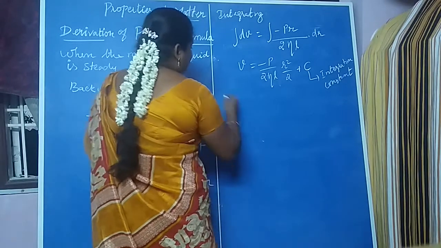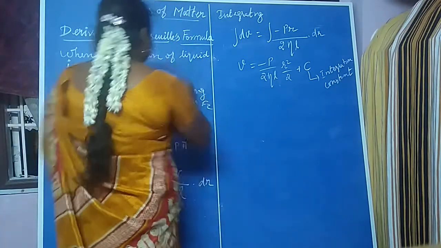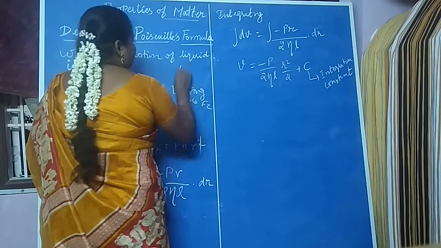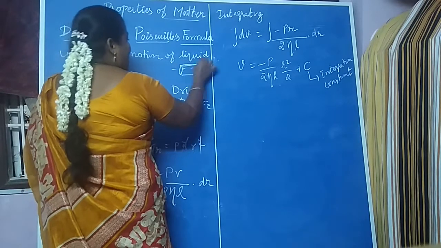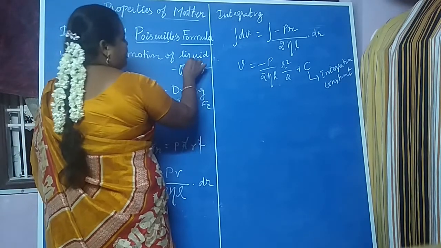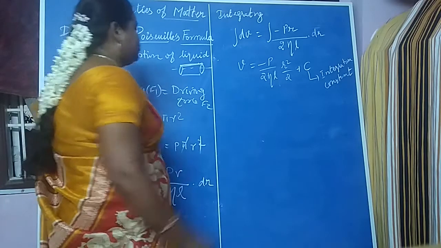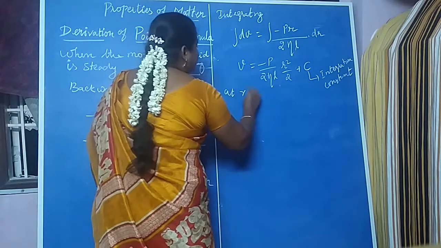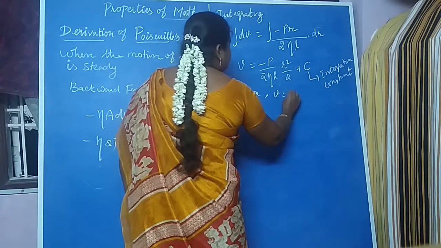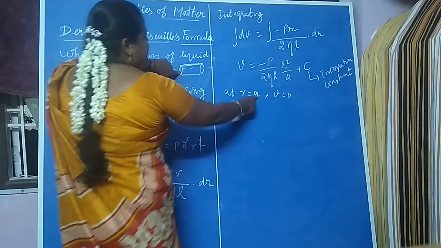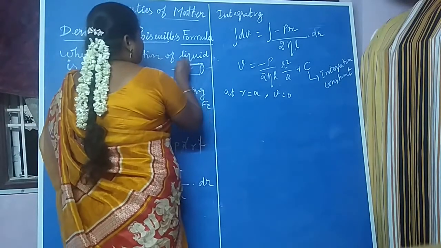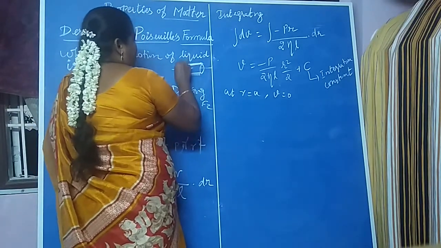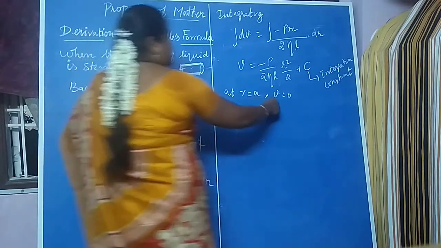We already told that the velocity of the liquid is maximum at the axis of the tube. At the boundary, that is the walls of the capillary tube, the velocity is 0. So at r equal to a, we get velocity equal to 0. Here a is the radius of the capillary tube, so r equal to a means the walls. So at the walls V equal to 0.